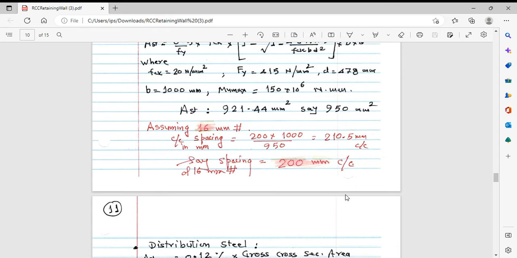square. Now considering the 16 mm bar, we have just calculated it comes to 210.5 mm center to center, and rounding it on the lower side, not on the higher side at all, it will be taken as 200 mm center to center. So we'll have to provide the 16 mm vertical bar along the inner face of the retaining wall toward the soil face vertically, and it is placed at a spacing of 200 mm center to center.